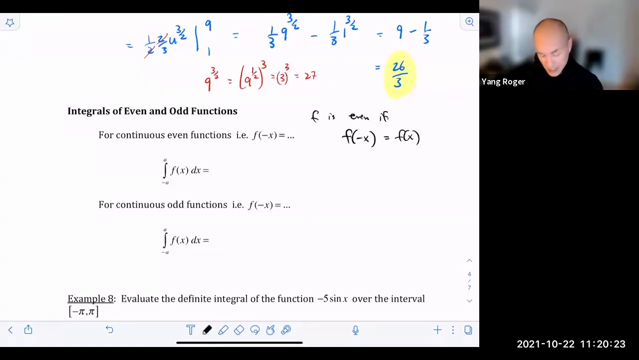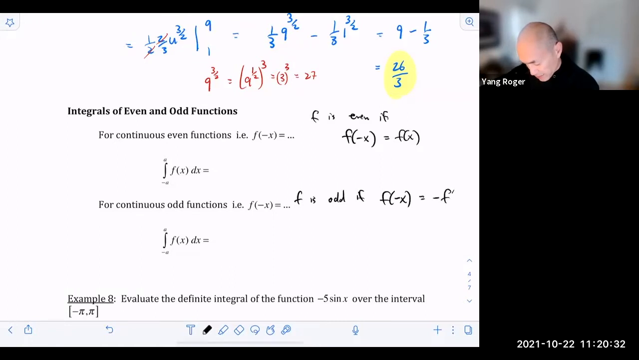I'll tell you what odd means. So f is odd if when you stick in negative x, you're going to get negative f of x coming back.